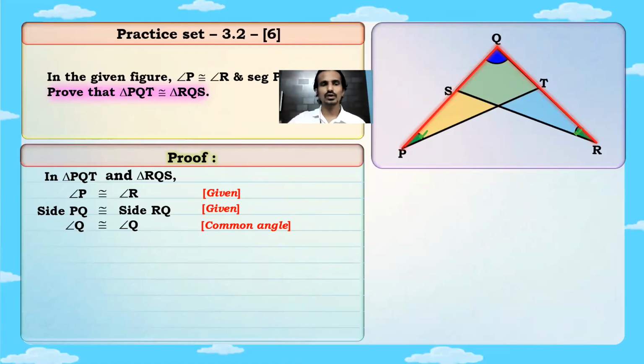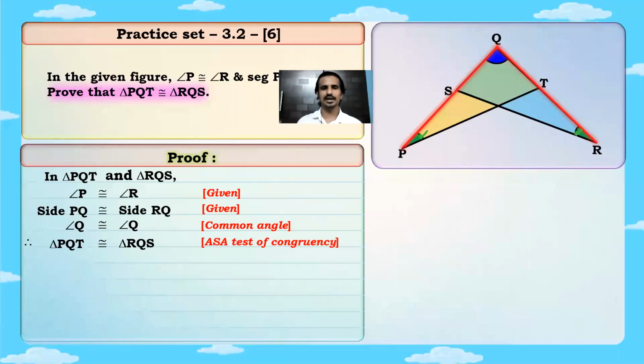Okay, so we have angle Q congruent to angle Q. Now you can see that there are two pairs of angles and there is one pair of side which is also included side. So the test here is angle side angle. Write down triangle PQT congruent to triangle RQS, reason ASA test of congruency.